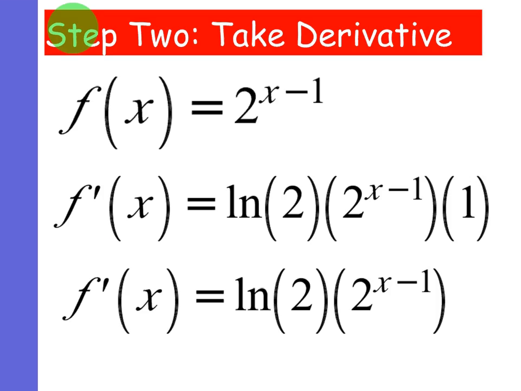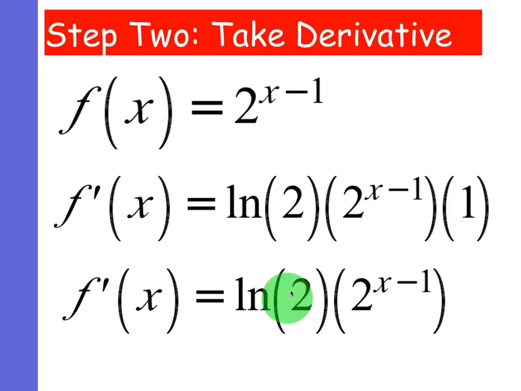So how do we do that? Well, in order to find the slope of a tangent line, you have to take the derivative of the original. Now we know that the derivative of 2 to the x is natural log of 2 times 2 to the x. In this case, we have an x minus 1. So it's natural log of 2 times 2 to the x minus 1. The derivative of the inside is just 1. So our derivative formula is natural log of 2 times 2 to the x minus 1.